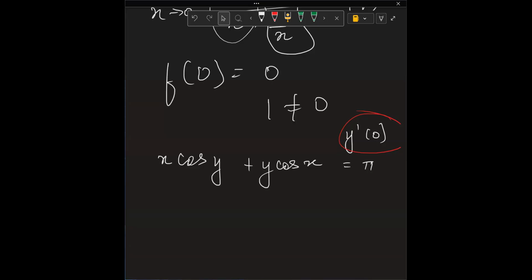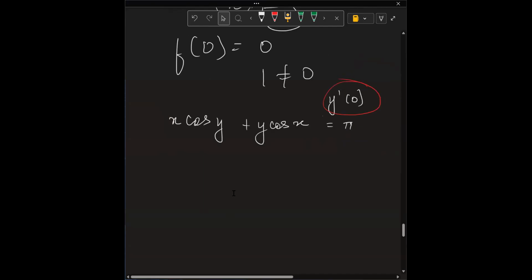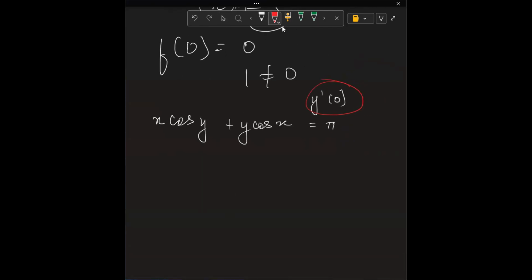Any doubt in this? No, sir. This is the derivative itself. This notation is used for finding the derivative. So let's differentiate this. Taking x constant, x outside, and then the derivative of cos y. What is the derivative of cos y? Minus sin y.